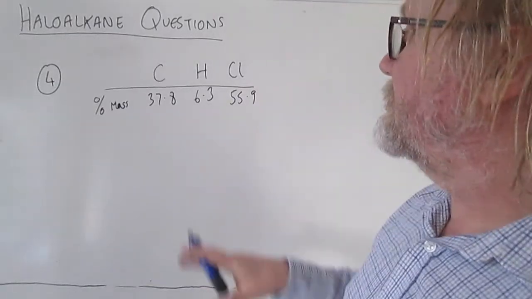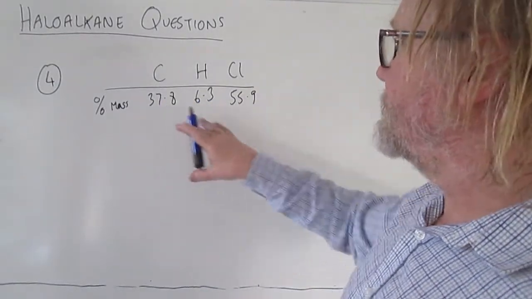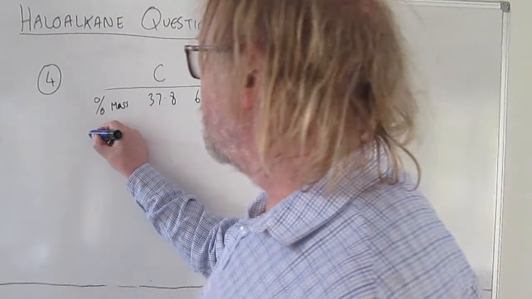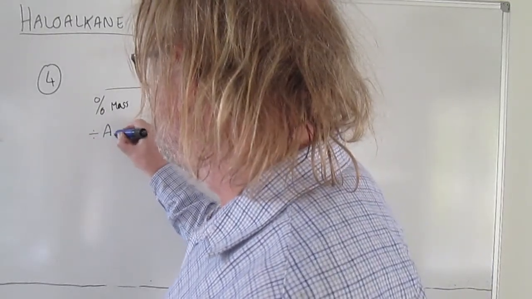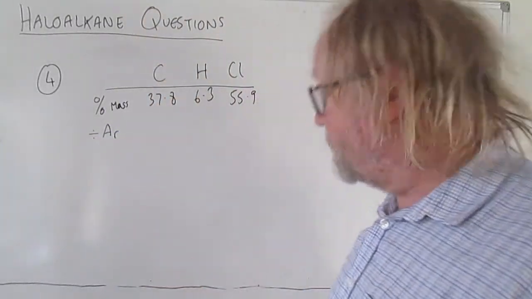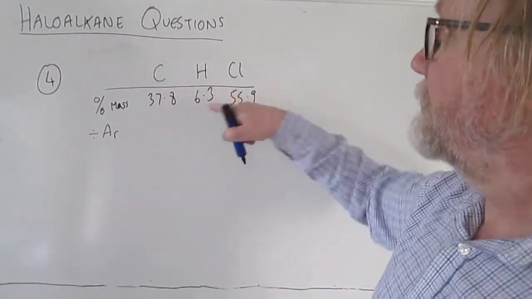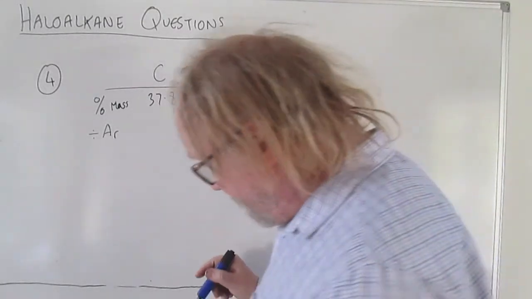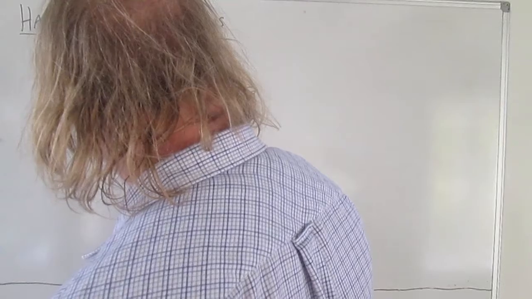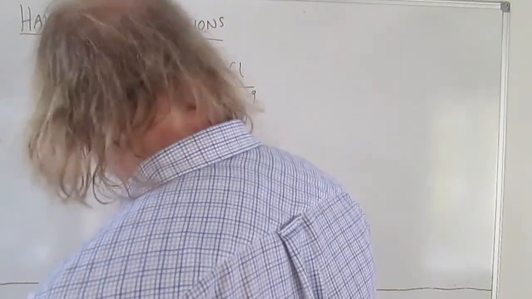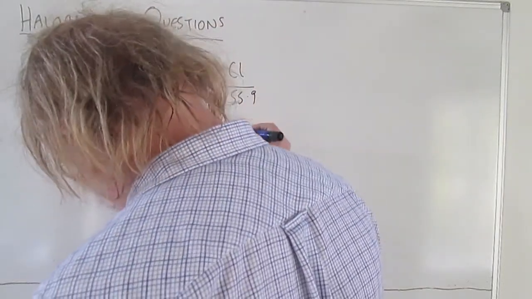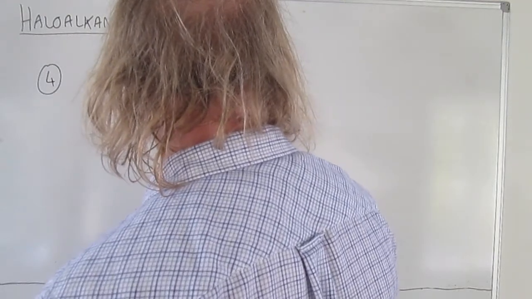And then what you want to do is to turn them from relative masses, which is what these are, into relative moles. And so you do that like you always do by dividing by relative atomic mass. So you divide by 12 for carbon, 1 for hydrogen, and so on. And that gives you 3.15 and 6.3 and 1.575.